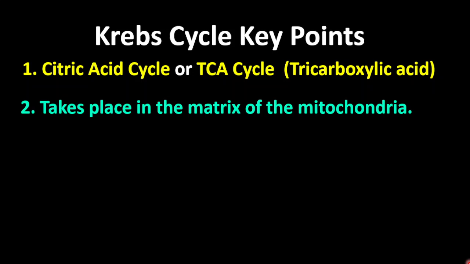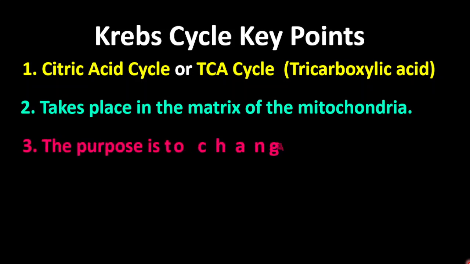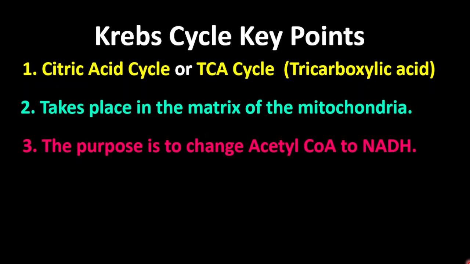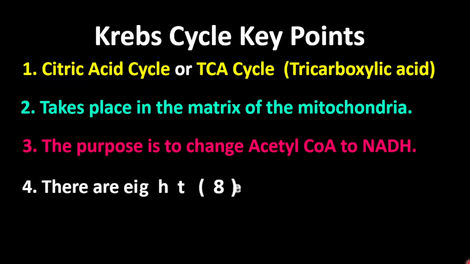It is also important to note that the purpose of the Krebs cycle is really to change acetyl-CoA into NADH. And NADH carries a lot of electrons, which are high energy, and they are used in the ETC to produce a surge of ATP. Another point to note is that there are 8 enzymatic steps throughout the Krebs cycle, and I'm going to make reference to those steps as I go through the cycle itself.